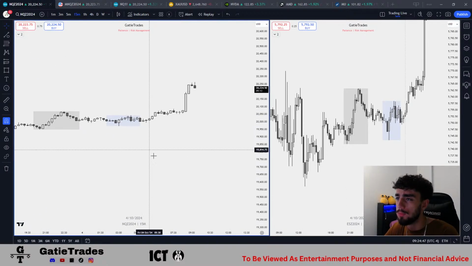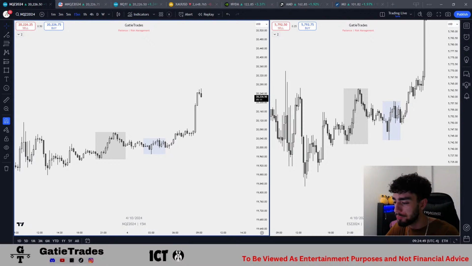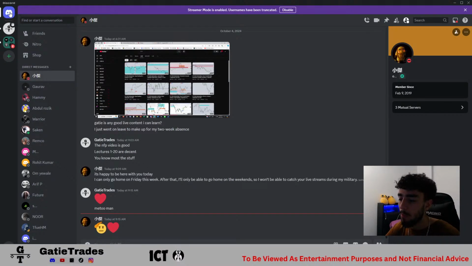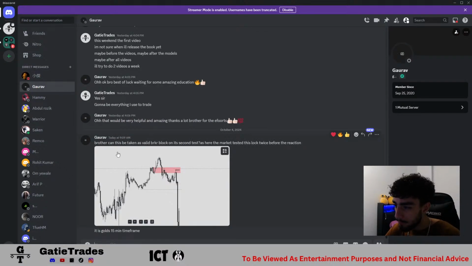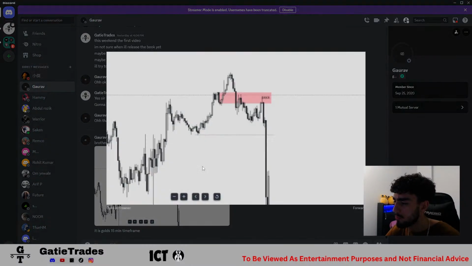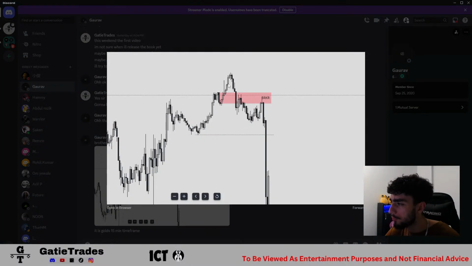No short. My NFP protocol is wait till 10. Can this be a valid breaker block on its second test? Yes, it's still valid because we didn't take out the sell side.